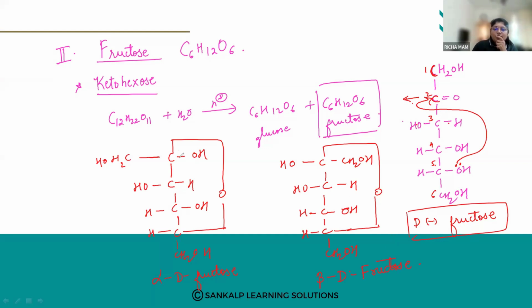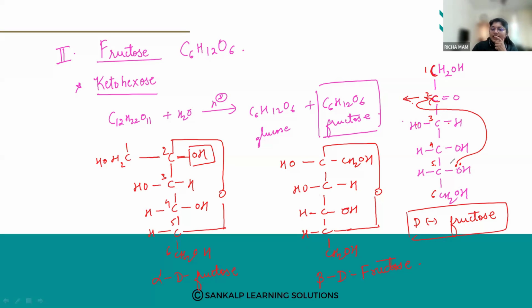Understood? What is the only difference? The only difference is at the C2 carbon. Okay, so alpha D fructose and this is beta D fructose. Your fructose will exist in two forms, the cyclic forms. And how is it obtained? It is obtained by addition of the OH group of the fifth carbon to the keto group.